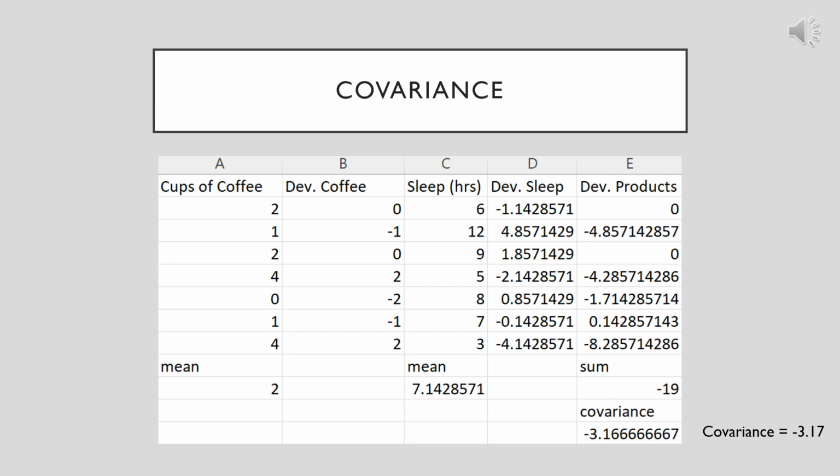Here we found the sum of all the deviation products was negative 19. Then you have to divide that. The denominator of the covariance equation is n minus 1. So we're going to divide what we just found, negative 19, by n minus 1. There's 7 people, so n minus 1 is 6. So you take negative 19 and divide it by 6, and you end up with a covariance of negative 3.166666, which we're going to round to negative 3.17.